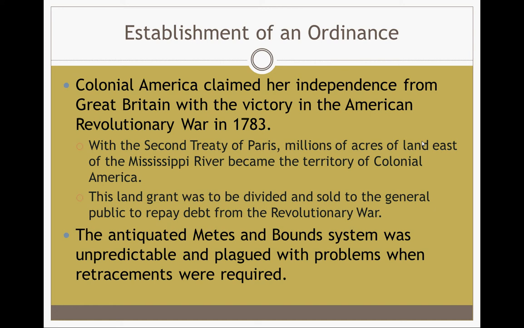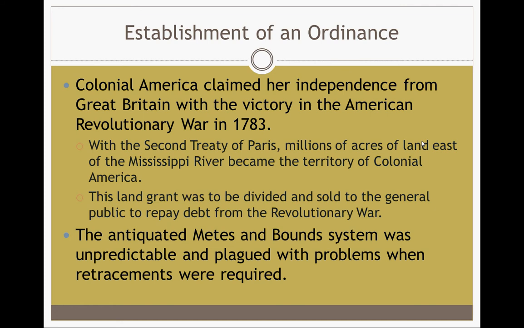So anyway, we'll start where we left off in the very first set of lectures, where we talked about the history in America, colonial America, of surveying and land. And we're going to start here with the end of the Revolutionary War and the Second Treaty of Paris. Now, colonial America claimed her independence from Great Britain with the victory in the American Revolutionary War in 1783. What ended the war was the Second Treaty of Paris, and millions of acres of the land east of the Mississippi River immediately became the territory of colonial America.